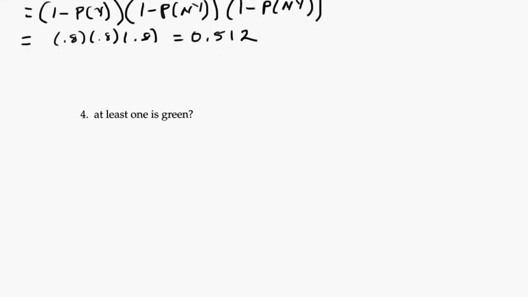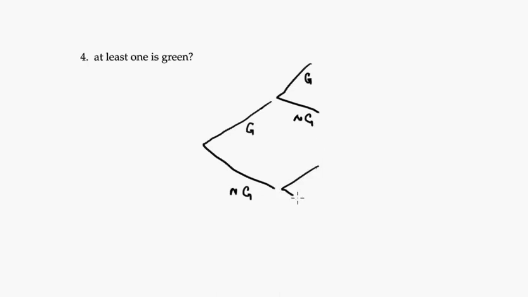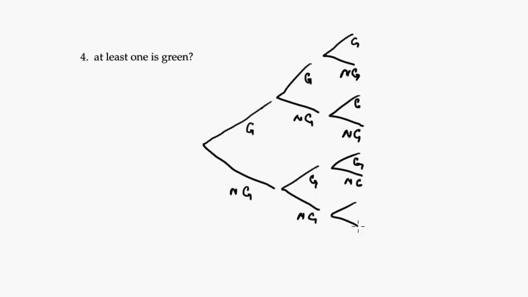At least one is green. Oh my God. Alright, so let's see. We may have to draw this whole thing out to figure this one out. At least one is green. So it's either going to be green, not green. Okay? Green, not green. Green, not green, and so on down each branch, finally green, not green.